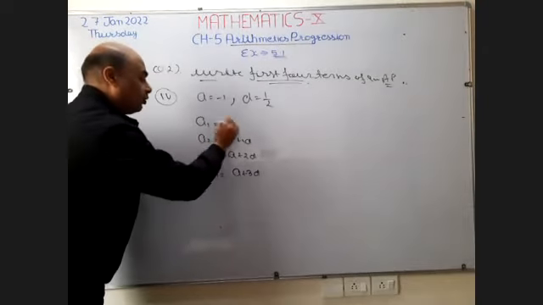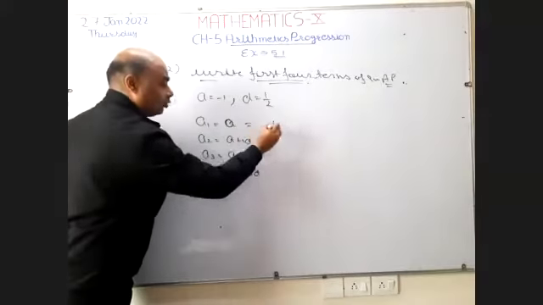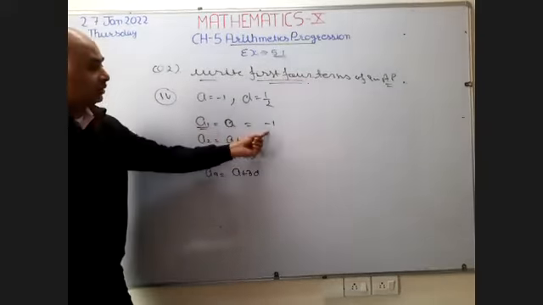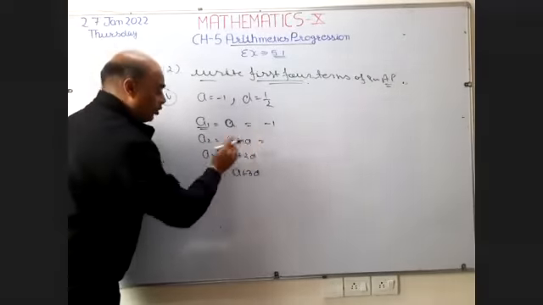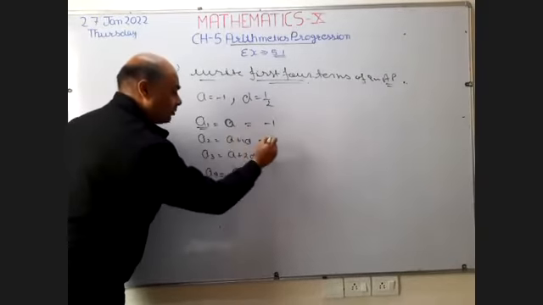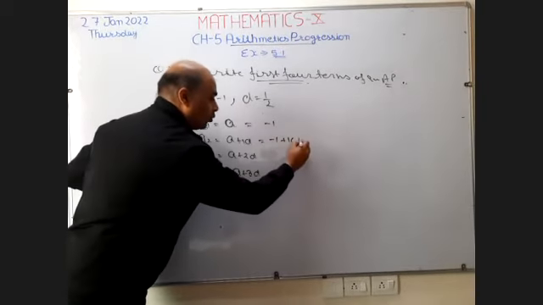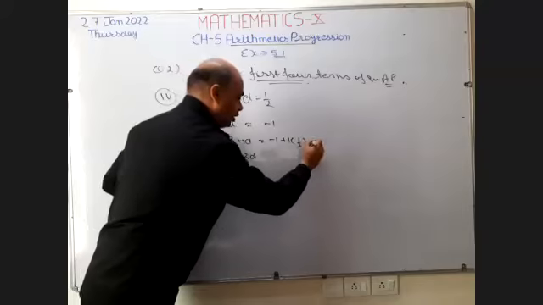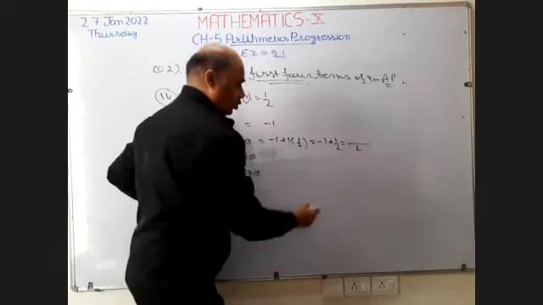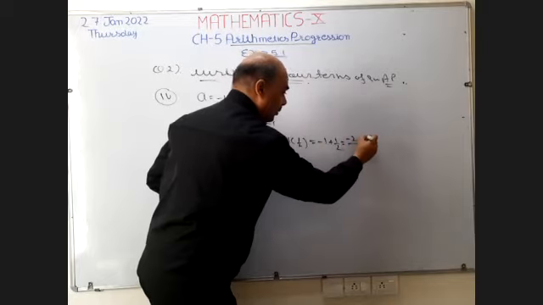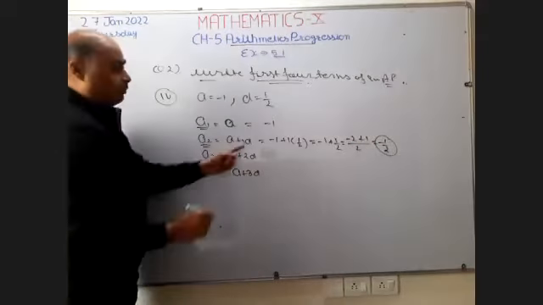A1 means A. In this question, A is given. What is the value of A? -1. Which means your first term becomes -1. Now you need to check the value of A2. What is the formula? A plus 1D. The value of A is -1 plus 1 into D. What is the value of D? 1/2. So right here 1/2. Now solve this. -1 plus 1/2. Take LCM: 2 ones are 2, plus 1. So it's going to be -1/2. So the second term of the AP becomes -1/2.